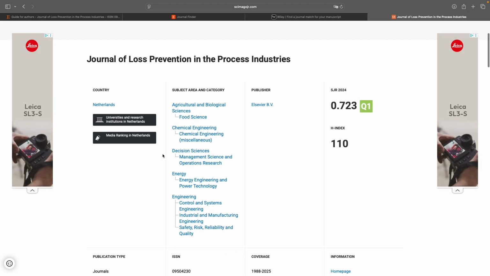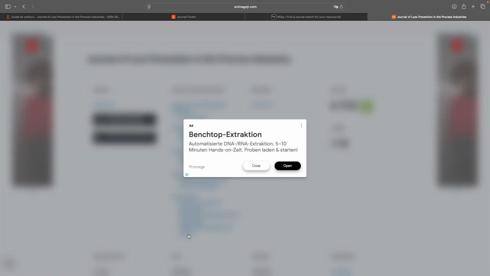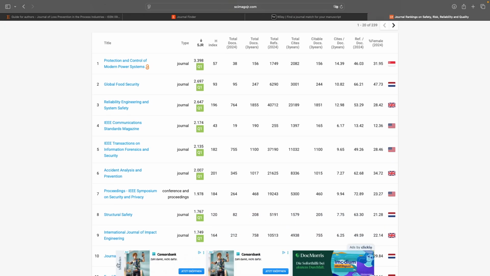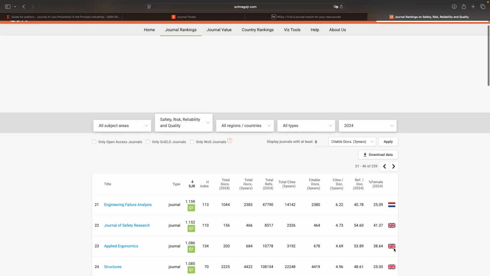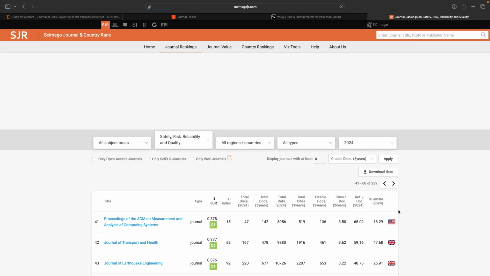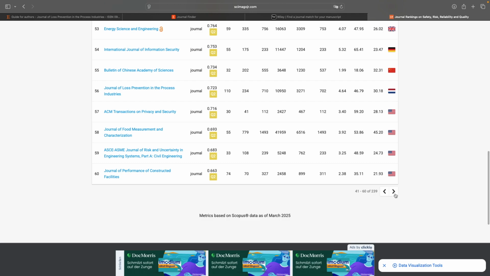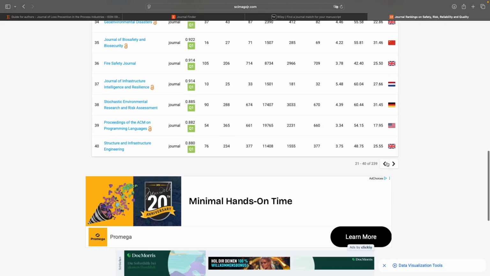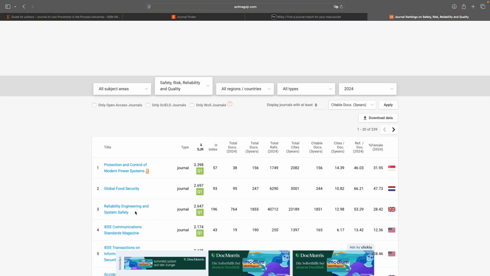So here we have all the categories that this journal falls into. If we select safety, risk, reliability, and quality, we find this website. So we can see that the journal is here on rank 56 out of all journals in this category: safety, risk, reliability, and quality. And here you can see all the top journals.